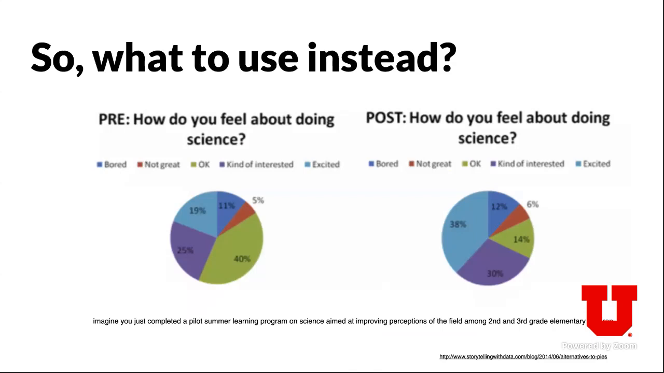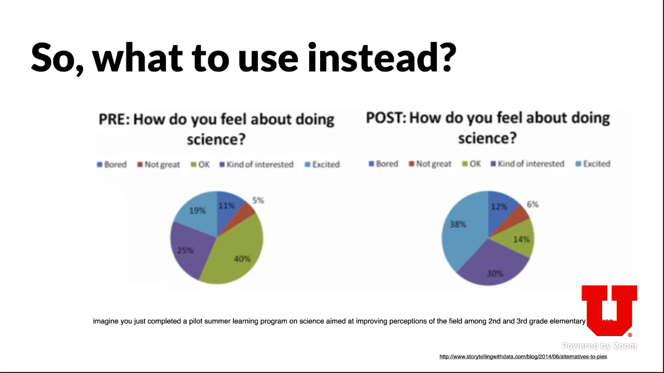So what can we use instead of pie charts? Why am I hating on pie charts here? Well, sometimes they're useful, but what can we do instead? Here's an example. Imagine you just completed a pilot summer learning program in science aimed at improving perception of the field among second and third year elementary children. You do a pre and a post survey for these children: how do you feel about doing science? I'm bored. It's not great. It's okay. I'm kind of interested, or I'm excited.